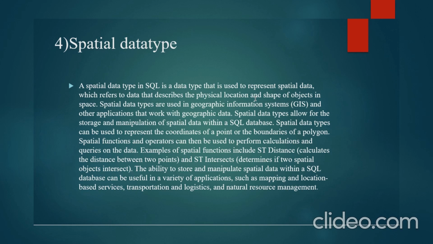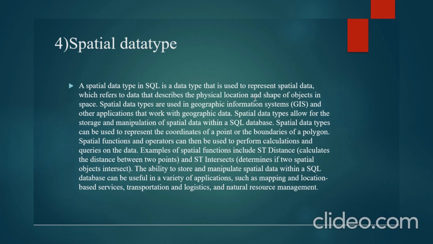Spatial functions and operators can then be used to perform calculations and queries on the data. Examples of spatial functions include ST_Distance, which calculates the distance between two points, and ST_Intersects, which determines if two spatial objects intersect. The ability to store and manipulate spatial data within a SQL database can be useful in a variety of applications, such as mapping and location-based services, transportation, logistics, and natural resource management.